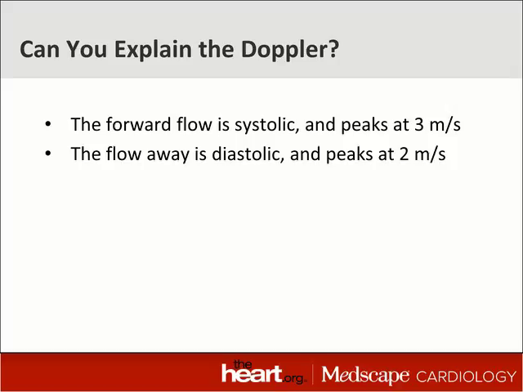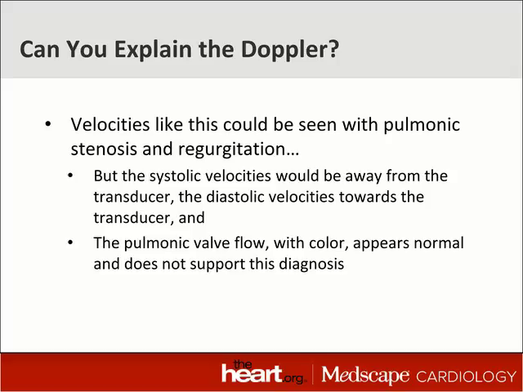And remember that the velocities of flow have to correlate with typical pressures that you would expect inside the cardiac chambers. Well, what could this be? Well, you can get pulmonic stenosis with a systolic velocity of 3 meters per second. That's not particularly surprising. And you can get some pulmonic regurgitation with velocities like what we have here at 2 meters per second. But there's a problem here.